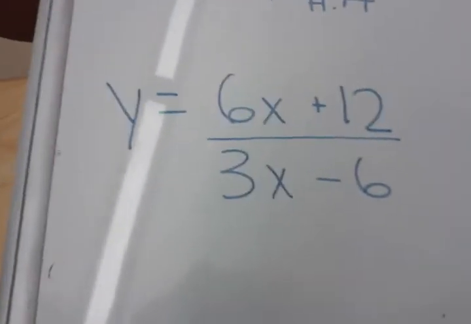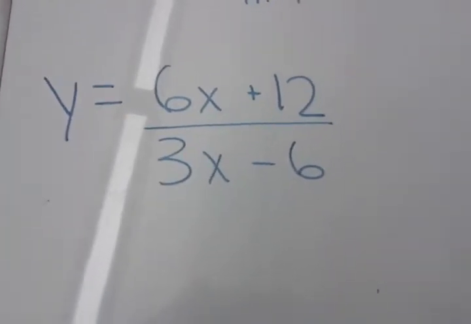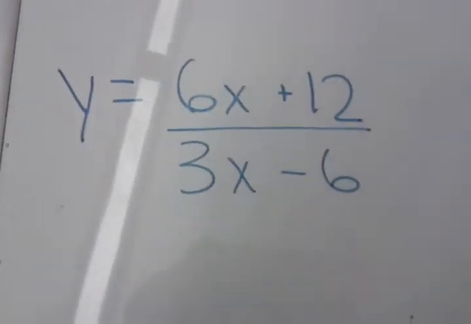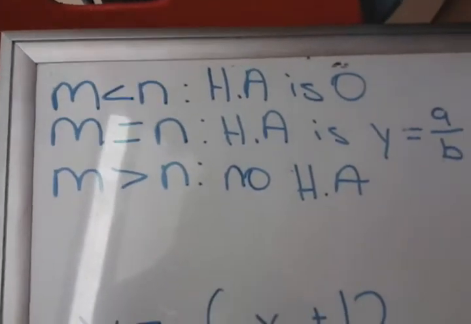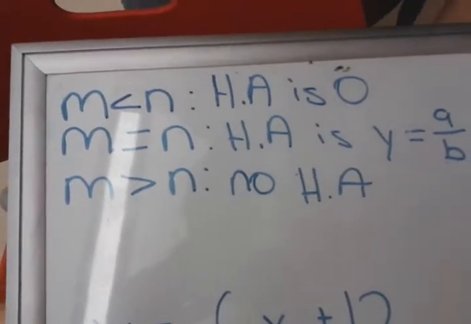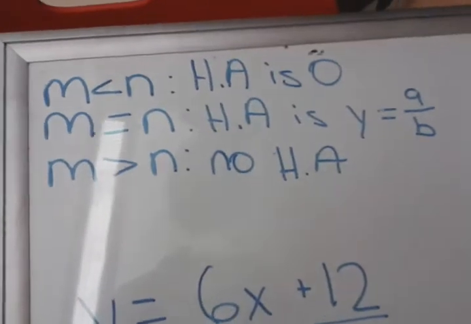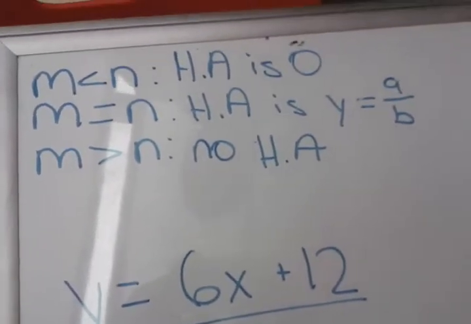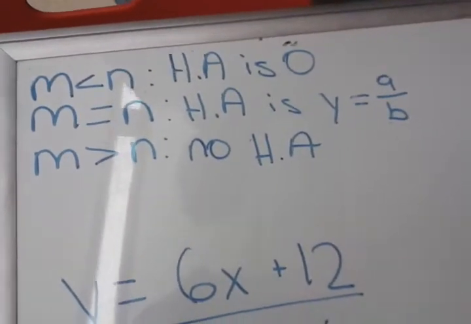The next thing that we would solve for is the horizontal asymptote. And the horizontal asymptote we would find by using these rules. Our rules are: when m is less than n, the horizontal asymptote is 0. When m is equal to n, the horizontal asymptote is y equals a over b. When m is greater than n, there is no horizontal asymptote.